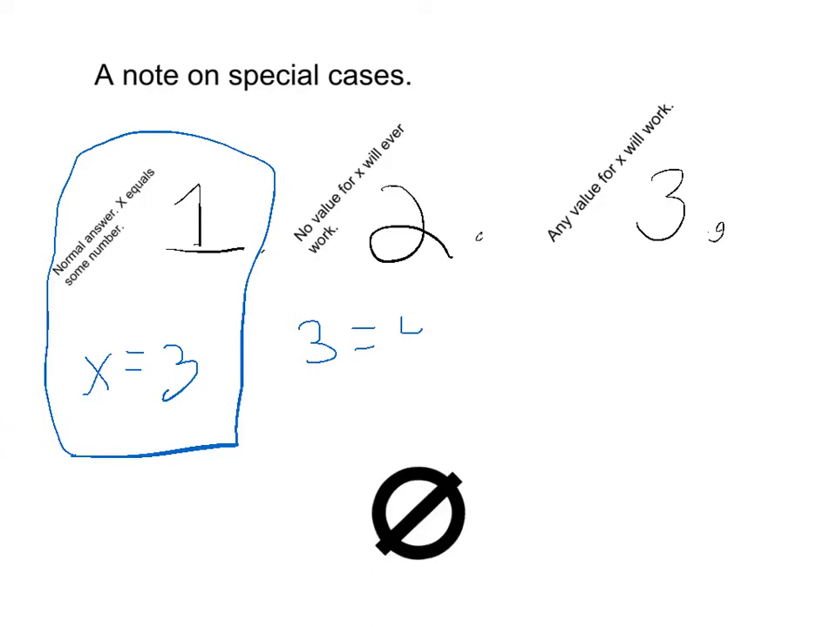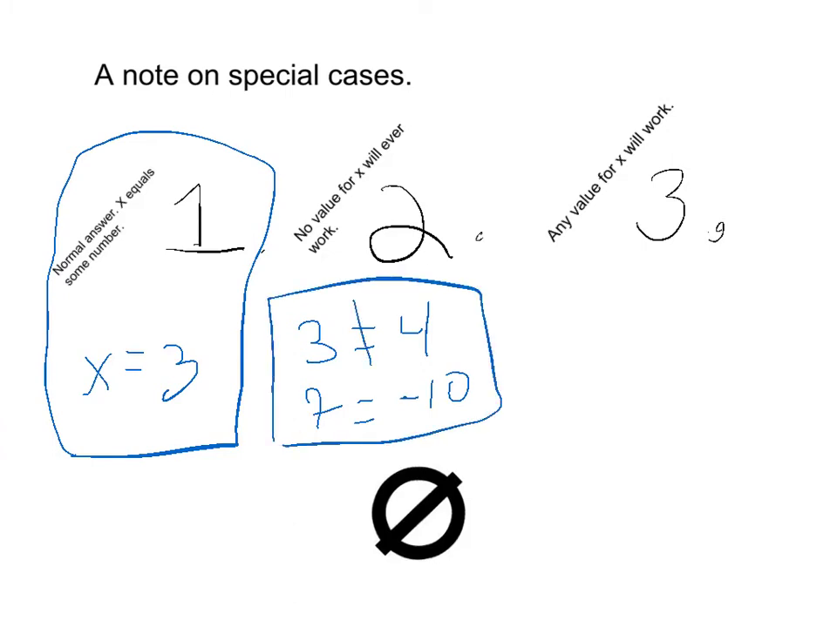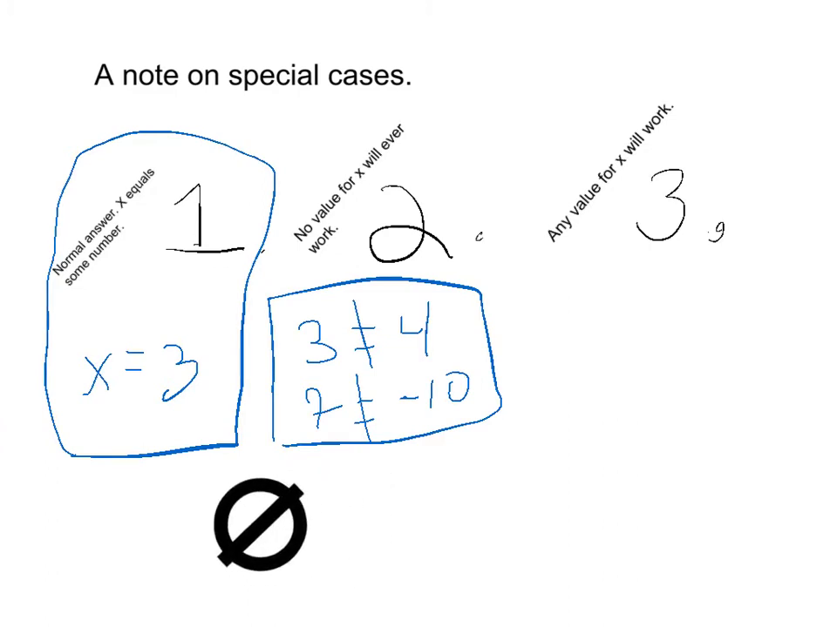3 equals 4, or 7 equals negative 10. If you get information at the end of your problem that is not true, that 3 does not equal 4, 7 does not equal negative 10, then your answer is null set. This is the symbol for null set right here. You can also just write no solution.